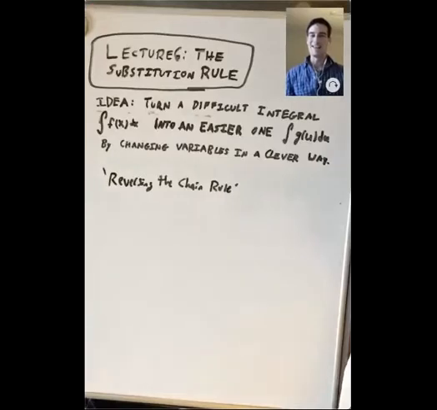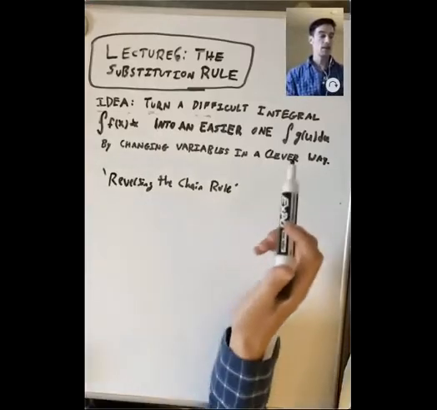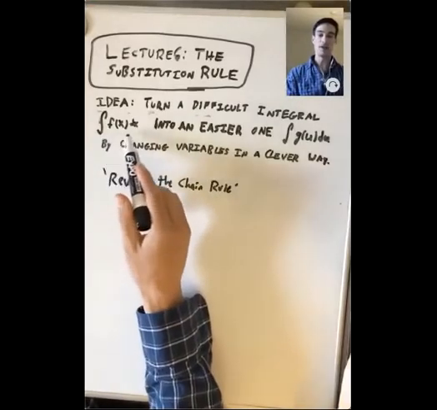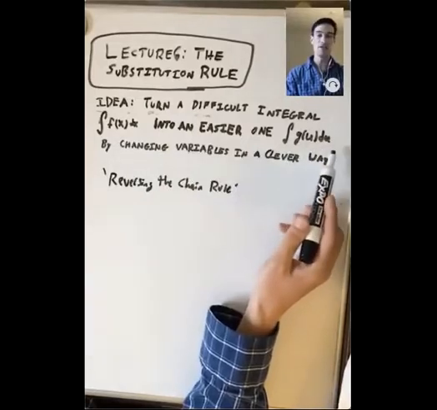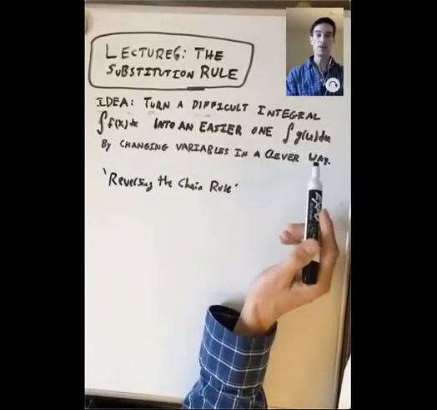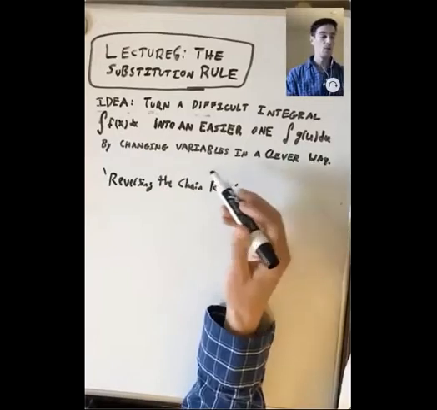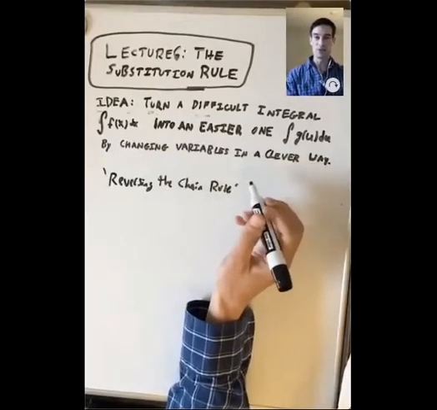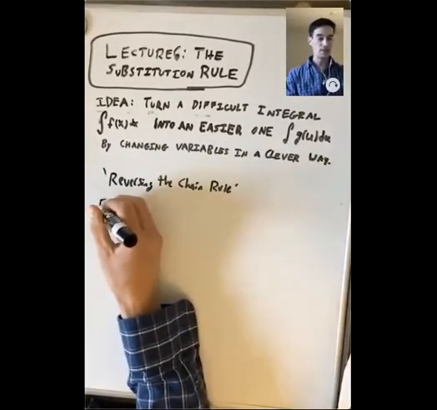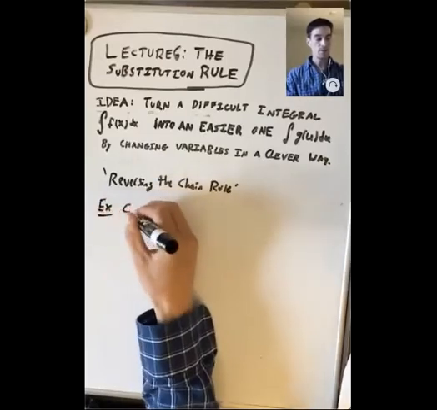Hi, everybody. In this lecture, we're going to discuss the substitution rule, which is one of our most powerful techniques for computing integrals. The main idea is that we're going to take a difficult integral of f of x dx and turn it into an easier integral of g of u du by changing variables in a clever way. One way to think about the substitution rule is that it's kind of like reversing the chain rule. It's easiest to explain what I mean by that with an example.